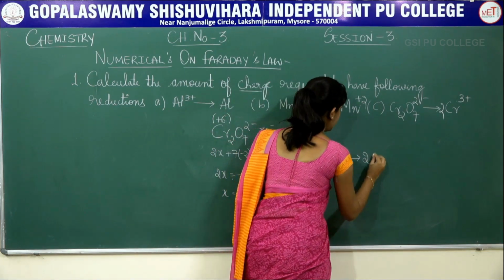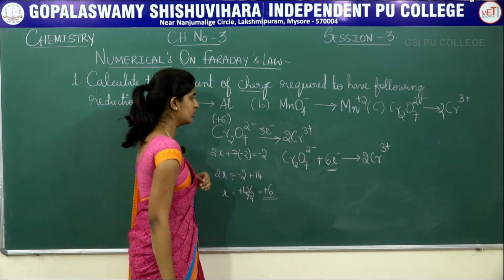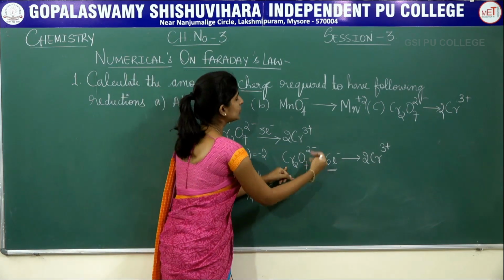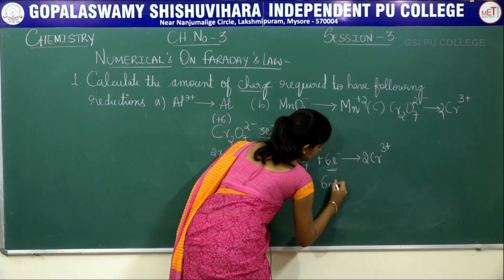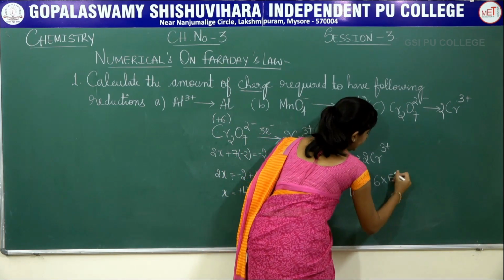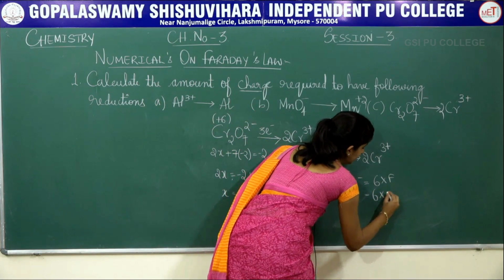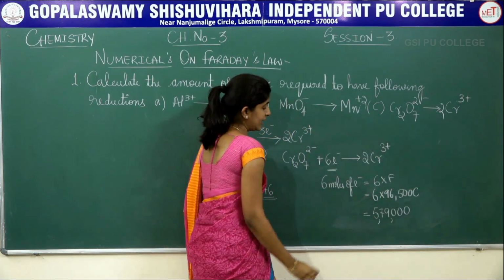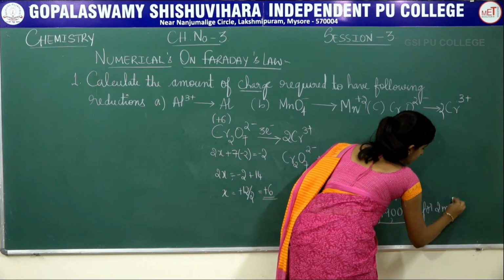This gives rise to 2 moles of Cr3 plus. So 6 moles of electrons for 2 moles of chromium. If you want to calculate it for 1 mole, it is 3 electrons. Since chromium is 2, you require 2 times 3, that is 6 moles of electrons. So 6 moles of electrons is equal to 6 into Faraday. F is the charge on 1 mole of electrons, so that is 6 into 96,500 coulombs, which is equal to 5,79,000 coulombs for 2 moles of chromium.